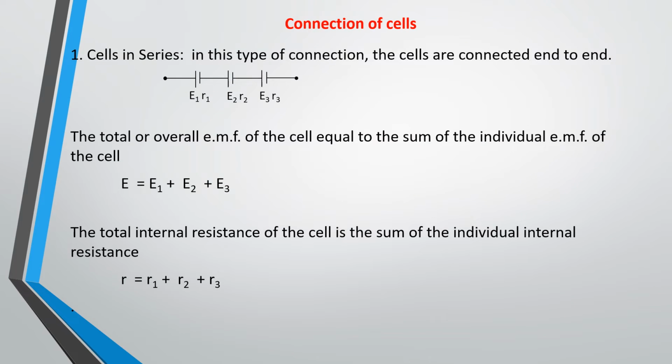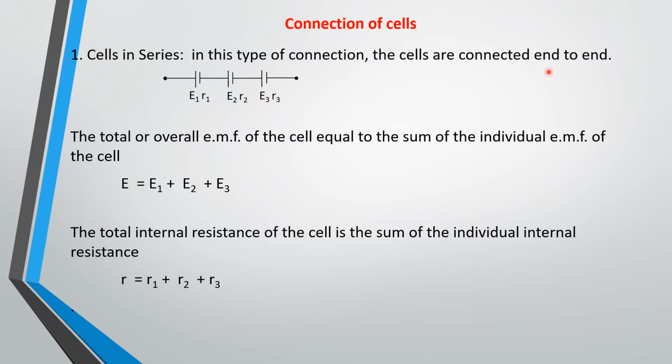So we've done resistance or resistors. So here we are looking at cells. Okay, cells are the source of electric current. So cells in series, just the way we connect resistors, that's how we also connect cells. So when cells are in series, they are connected end to end.